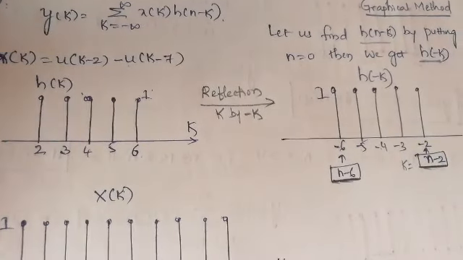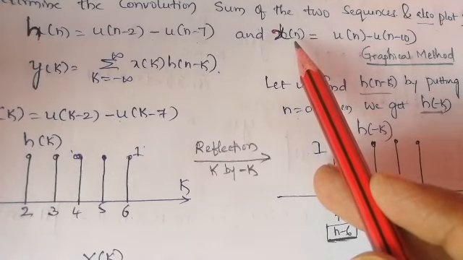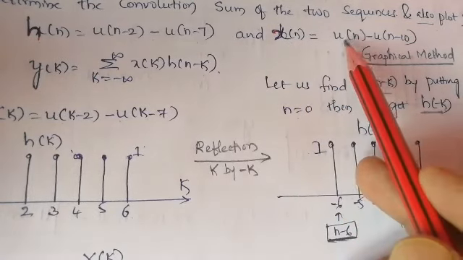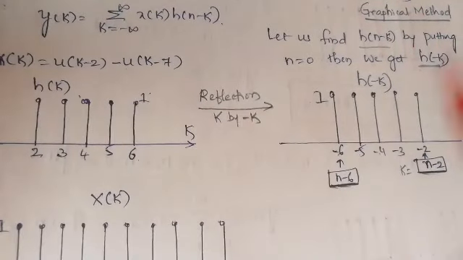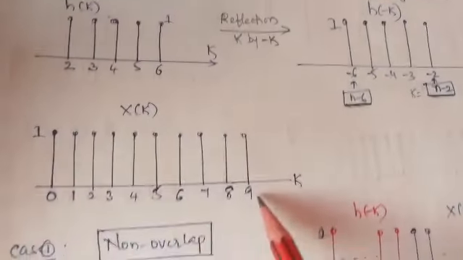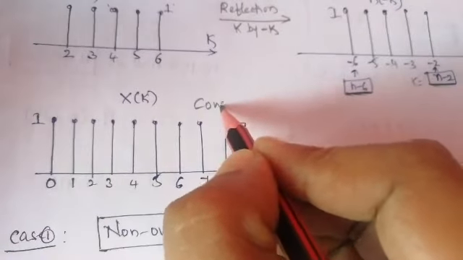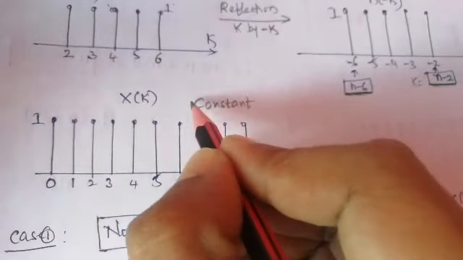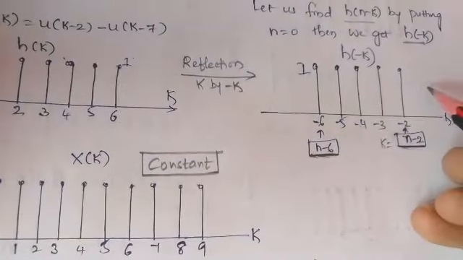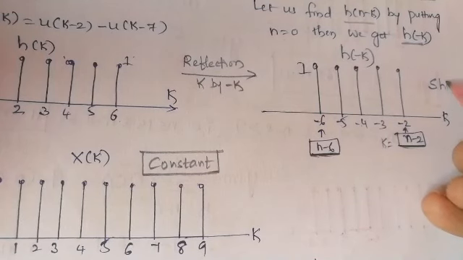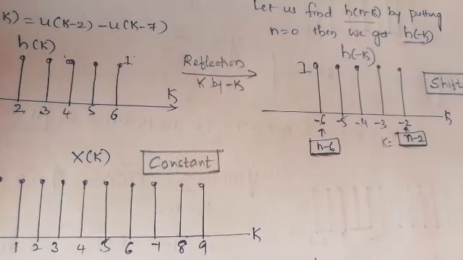Coming to the first signal, x of n, represent it in terms of index k: x of k equal to u of k minus u of k minus 10. That is, it starts from 0 and ends at 9. This signal we have to keep constant, and h of minus k, this signal we have to keep on shifting.